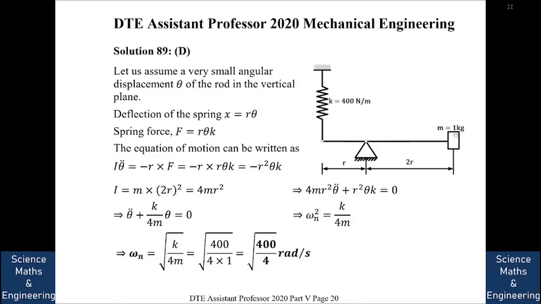Now the moment of inertia I of this one would be equal to mass into twice r whole square, so it is 4 m r square. So what we have from this equation is 4 m r square theta double dot plus r square theta k is equal to 0. So theta double dot plus k by 4m theta is equal to 0, where r square is removed. So our omega n square would be equal to k by 4m, so omega n would be root over k by 4m, which is equal to root 400 by 4 radian per second.